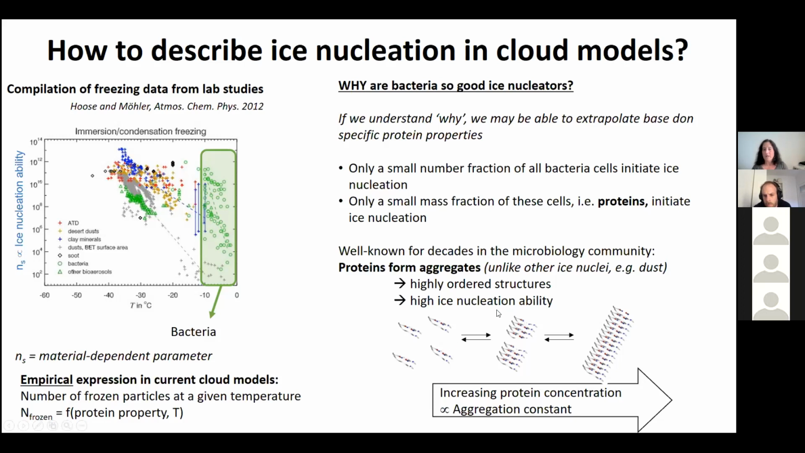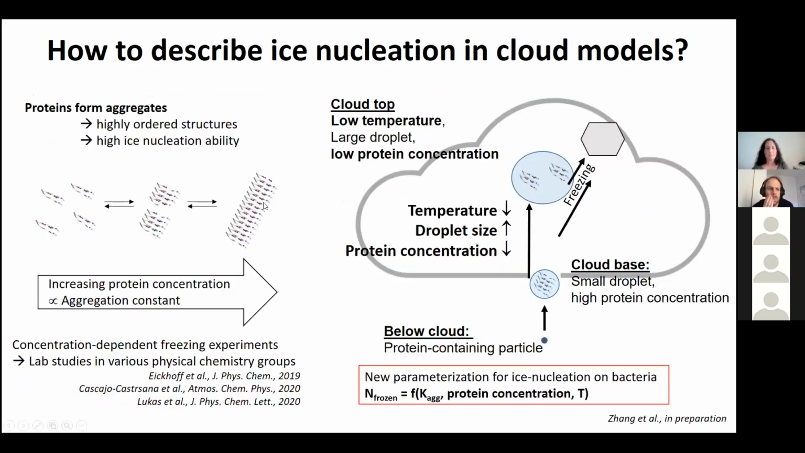And so our idea was, if we can parameterize this aggregation, maybe we get a step further to understand or to parameterize ice nucleation on proteins, and with that on bacterial cells somewhat better. If we go back to this figure, it is not something we only came up with because we think it should be like that. We also discussed this idea with several groups who do lab experiments in physical chemistry labs, and they indeed see this concentration effect. The higher the concentration, the more likely is this aggregation, the more likely is the ice nucleation.